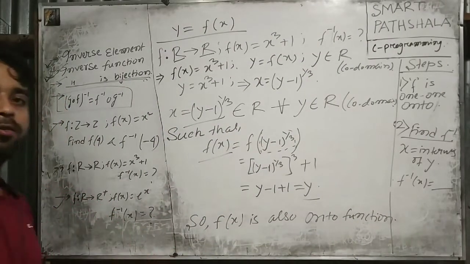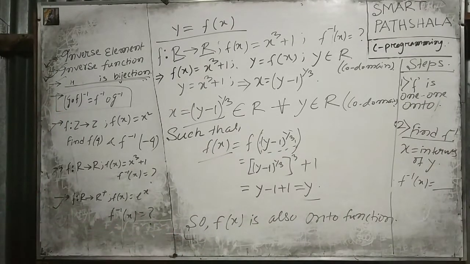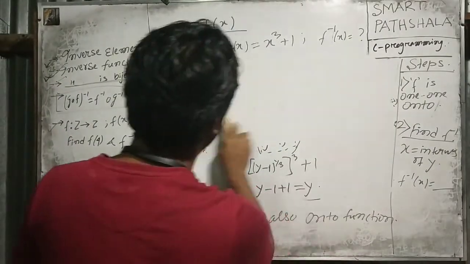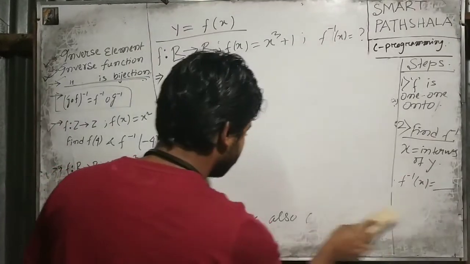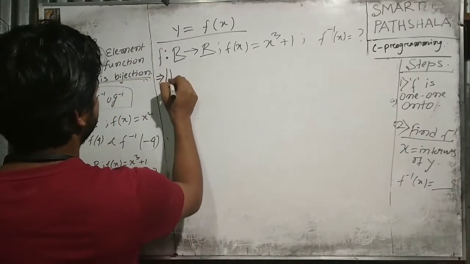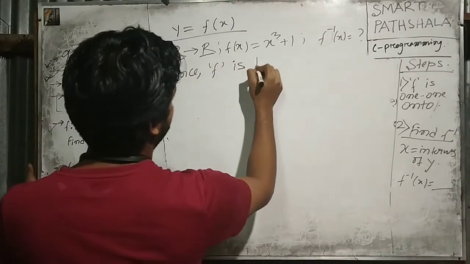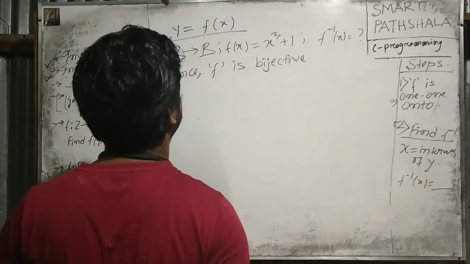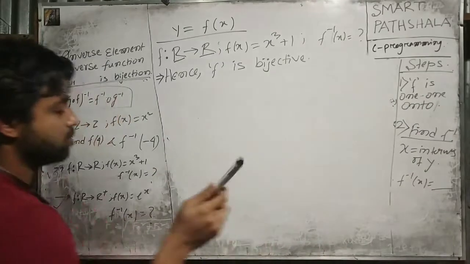Hence, now again I will ask my viewers to pause the video and then note it down, because we have proved that f is an onto function, and hence previously we have proved that f is also a one-one function. Hence f is bijective, right?